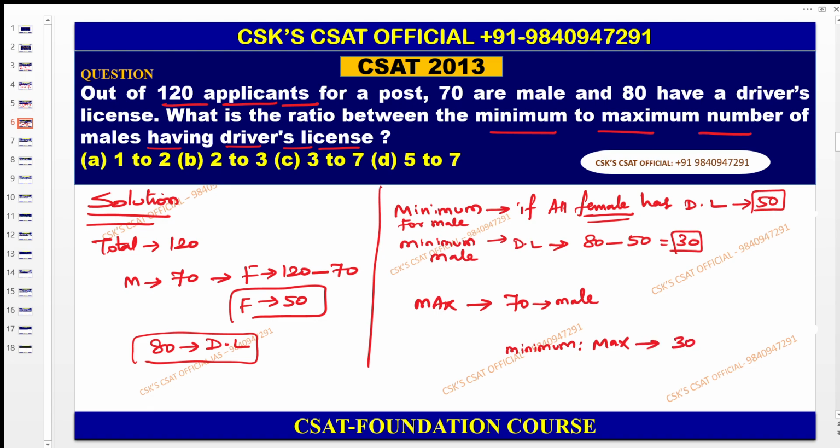So therefore 30 is to 70. You can cancel this one, right? So therefore 3 is to 7. So therefore 3 to 7. C is the correct answer. Anybody having doubt here? If you're having doubt, you can ask, or else we'll move on to the next. Okay, fine. Let us move on to the next here.